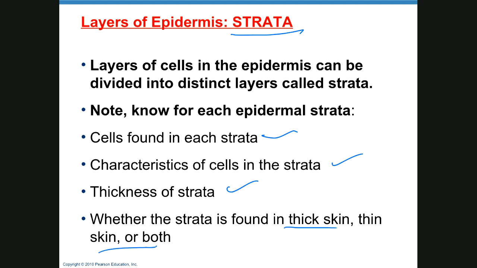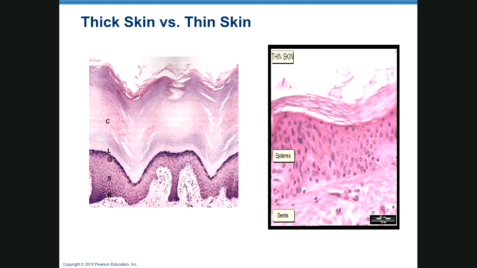Okay. So first of all, let's talk about thin skin and thick skin. And this is actually easy because there's only a few places in the body where we find thick skin. Thick skin is the type of skin found in the palms of the hand and the soles of the feet. So these are the places where we find calluses.